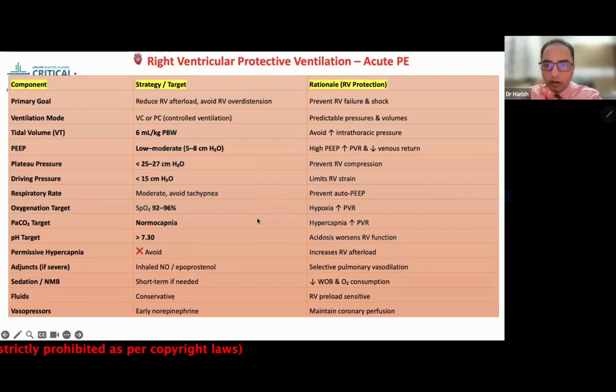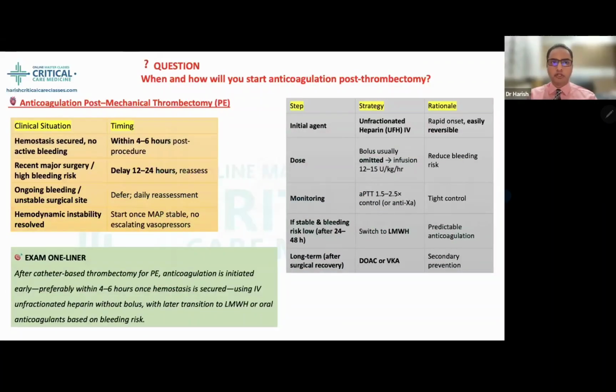Along with that, avoid arrhythmia, avoid dyselectrolemia. So maintain the sinus rhythm. All these things are very, very important. Okay. Question next is, when and how will you start anticoagulation post thrombectomy?